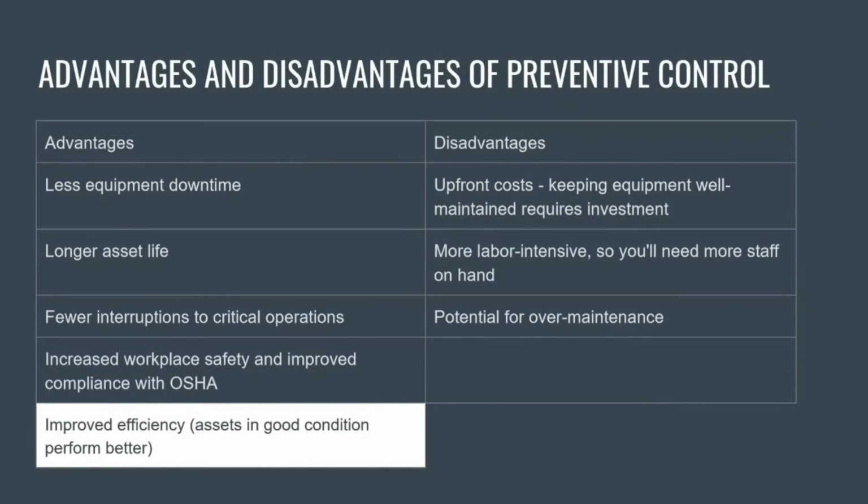Now we are discussing the advantages and disadvantages of preventive control. Advantages are less equipment downtime, longer asset life, fewer interruptions to critical operations, increased workplace safety, improved compliance with OSHA, and improved efficiency. Assets in good condition perform better. Major disadvantages are upfront cost. Keeping equipment well maintained requires investment, it is more labor intensive, so you will need more staff on hand, and there is potential for maintenance cost. These are the major advantages and disadvantages of preventive control.